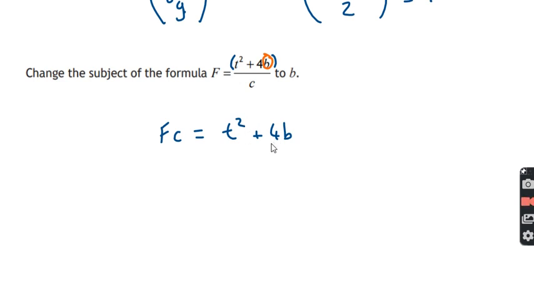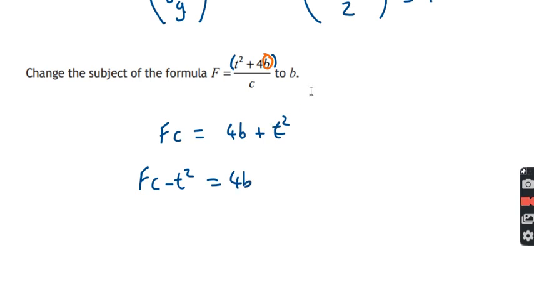Now we've got t squared plus 4b. We want to do BODMAS in reverse. Again, you would be imagining there's a plus, and we're dying to do that plus. But actually, the t squared is like plus t squared, isn't it? I could rewrite this, instead of t squared plus 4b, as 4b plus t squared. So I want to get rid of the t squared actually. So it's fc, take away t squared from both sides, is 4b.